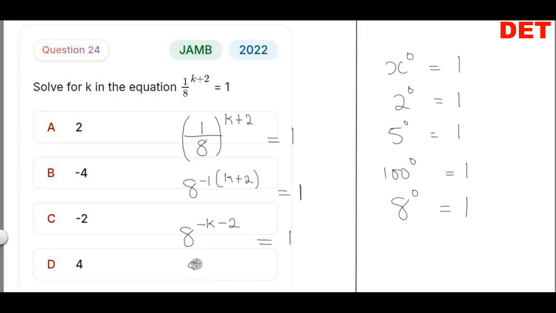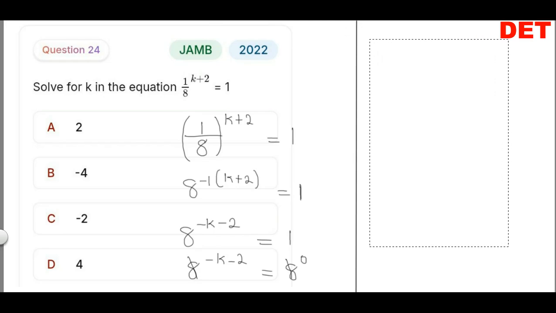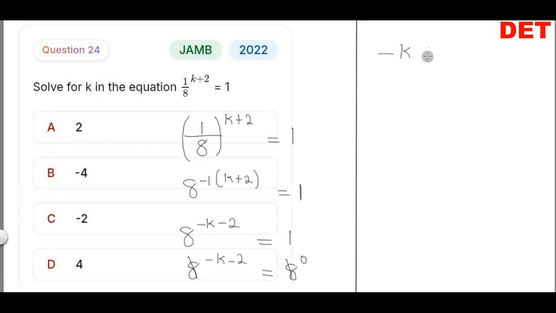So instead of writing 1 here, I'm going to write 8 raised to the power of 0, which is the same thing as 1. So this will be 8 raised to the power of -k minus 2 equal to 8 raised to the power of 0. From here, this 8 will cancel out this 8. What will be left is -k minus 2 equal to 0.